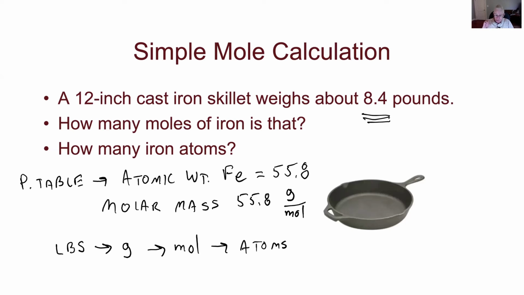Right? And each one of those things is a conversion factor. The first one says that 454 grams is equal to 1 pound. This one, the grams to moles one, that's the molar mass that I wrote up there. And this one is going to be Avogadro's number, because that's the conversion between moles and atoms, okay? So that's the game plan for our problem. Let's just go ahead and do the numbers.